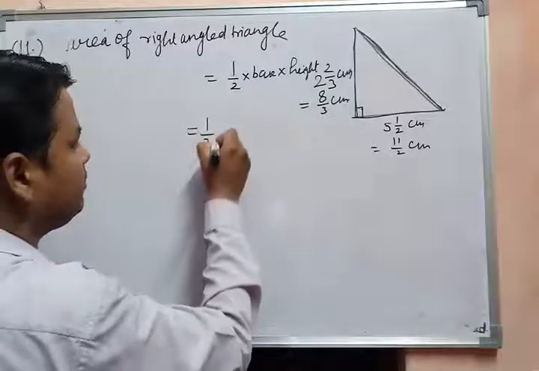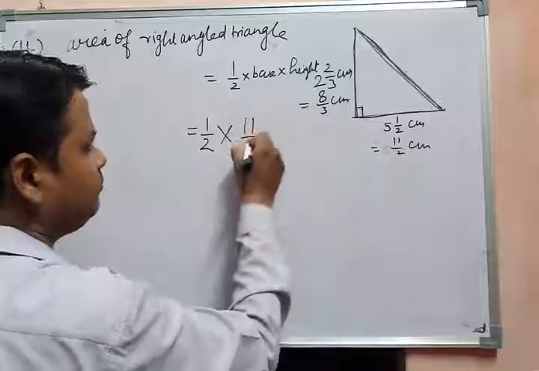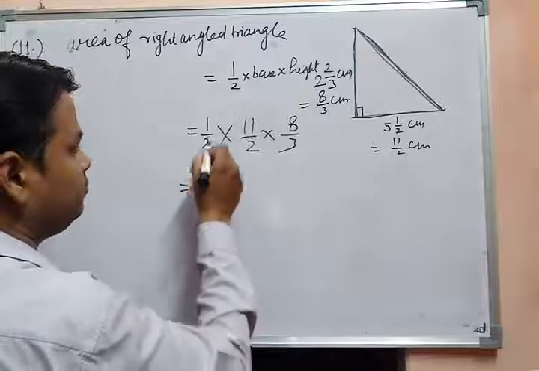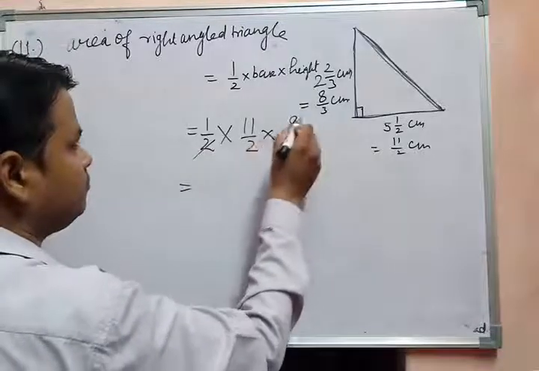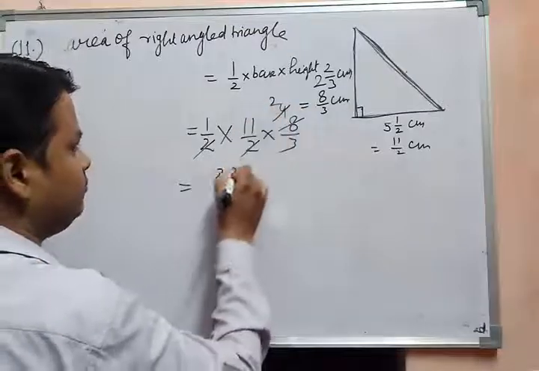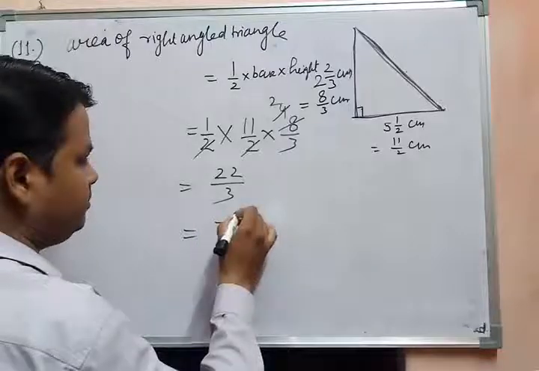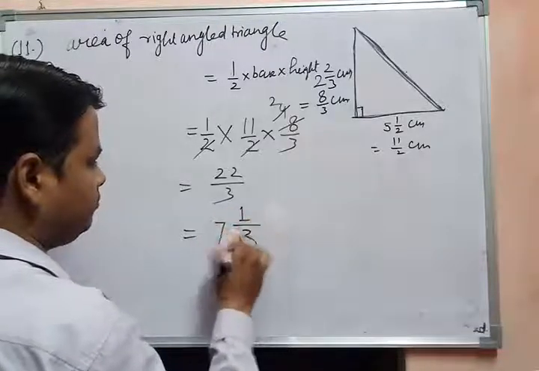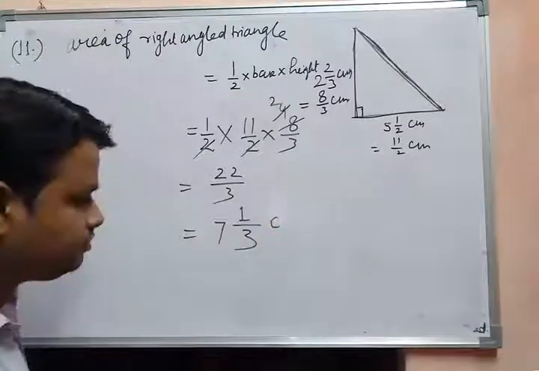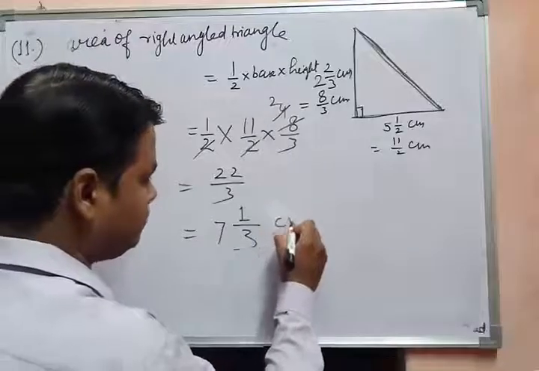Now we have to multiply 1/2 into base, which is 11/2, and height or altitude, which is 8/3. 2 4s are 8, 2 2s are 4, 11 2s are 22 and 3. It means 3 7s are 21 and 1 is 22. This is the answer. Its unit is centimeter square.